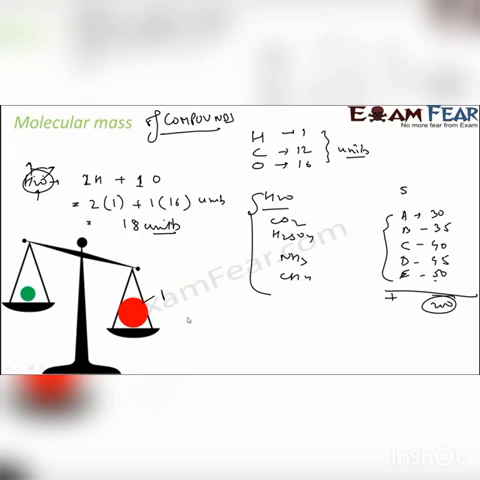Let's take some more examples. Let's take nitric acid. I want to find the weight of nitric acid. So nitric acid has 1 hydrogen plus 1 nitrogen plus 3 oxygen. So let's add this. 1 hydrogen is 1, 1 nitrogen is 14, 3 oxygen is 16 into 3, which is 48. So how much do you get? 63 units.